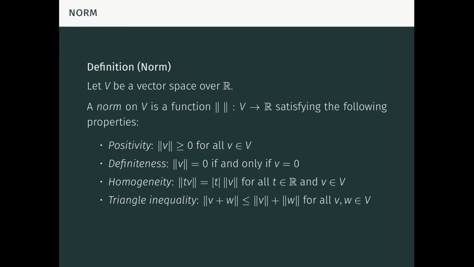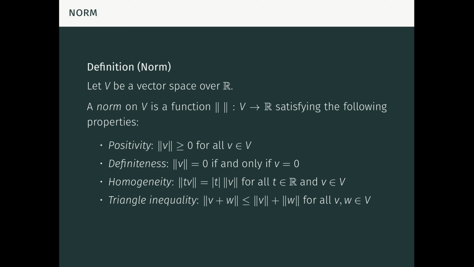Intuitively, if we're thinking of the norm as the length of a vector, then these properties are very natural. The length is always non-negative, and it's 0 if and only if we're dealing with the 0 vector. If we have a vector v and we scale it by a scalar t, then the length changes by the absolute value of t.